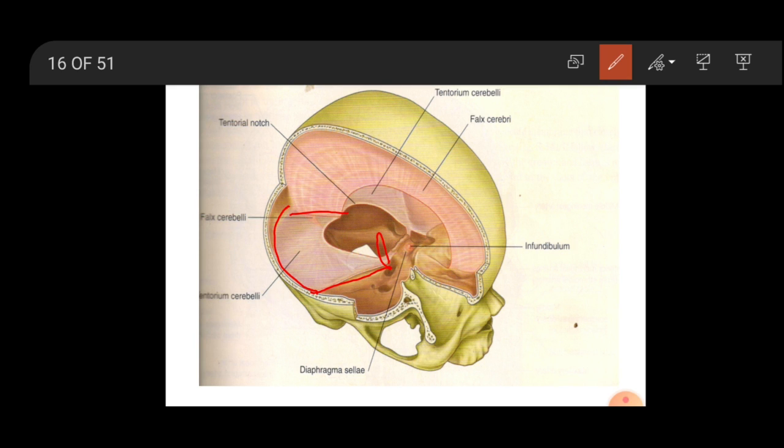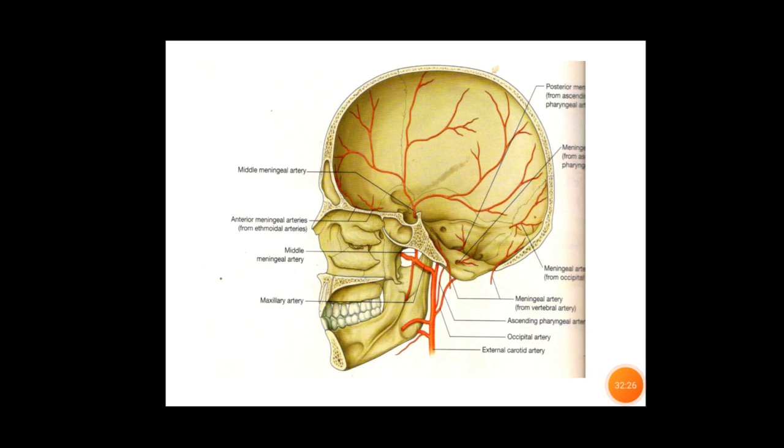Okay, and you see a circular dural fold, that is the diaphragma sellae. It is attached anteriorly to the tuberculum sellae here, posteriorly to the dorsum sellae, and it is pierced by the infundibulum of the pituitary. So we'll see the blood supply of the cranial cavity.